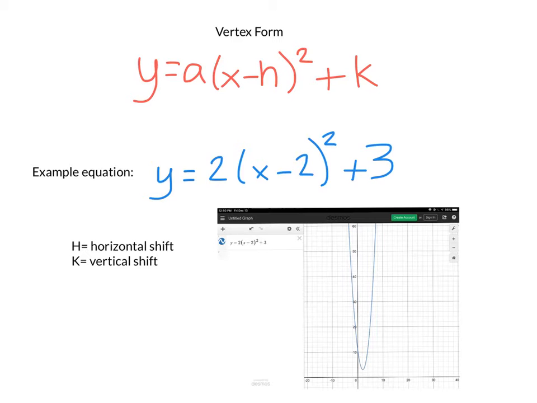Vertex form is y equals a times x minus h squared plus k. The equation we will be using is y equals 2 times x minus 2 squared plus 3. H is a horizontal shift and k is a vertical shift. Knowing this, we would shift horizontally 2 units and shift up 3 units. And this is what it would look like on a graph.